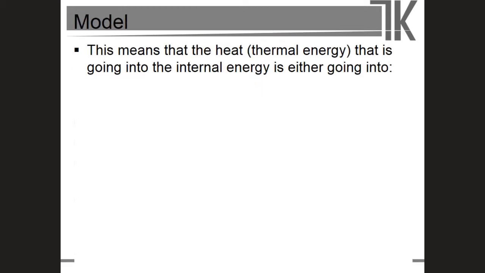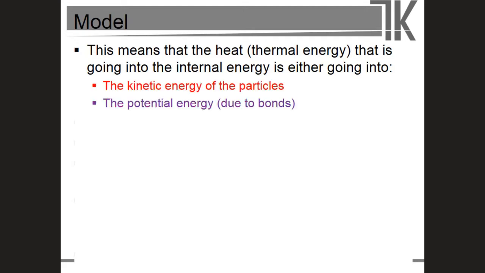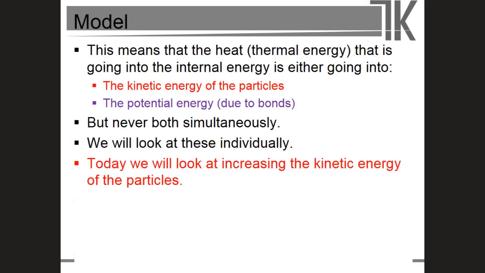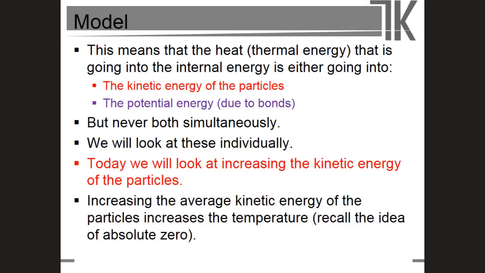In our model, we have heat or thermal energy going into the internal energy of the system in one of two ways. It is either going into the kinetic energy of the particles and increasing the temperature, or going into the potential energy, breaking bonds. But never both of those simultaneously. And that's why we get the straight lines on our graph. We're going to look at those two phenomena separately, and then we'll come back and put them together. So today we're just going to look at increasing the kinetic energy of the particles. And increasing the average kinetic energy of the particles increases the temperature.